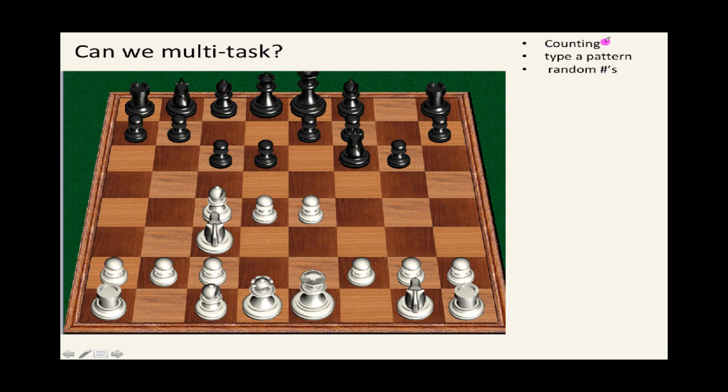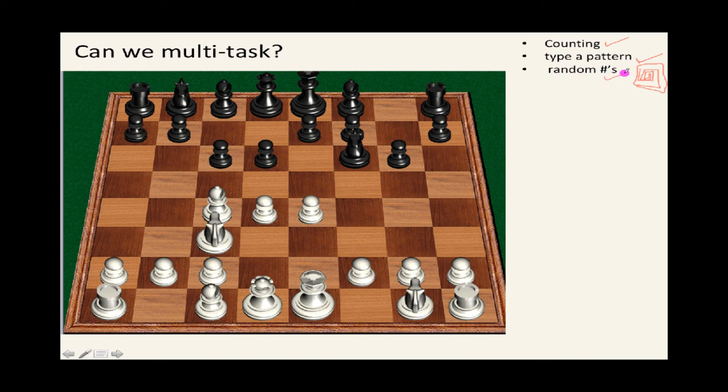They were asked just to count 1, 2, 3, 4, 5, 6, 7, 8, 9, 10. Others were asked to type a pattern out with their hands. So while they were trying to remember the location of these different pieces on the chessboard, they were also typing a pattern that they were looking at, and maybe it required them to remember something like that and recreate it. And then a third group was asked to generate random numbers.